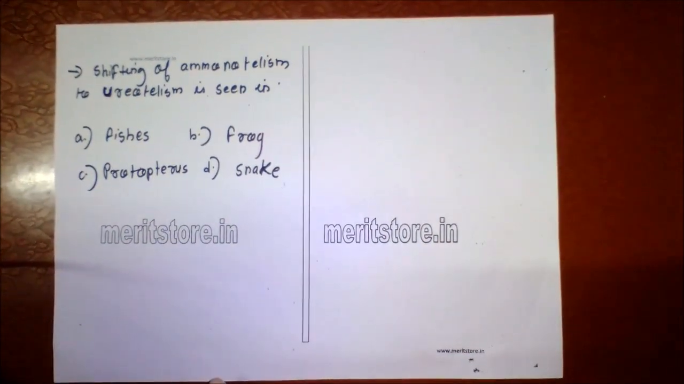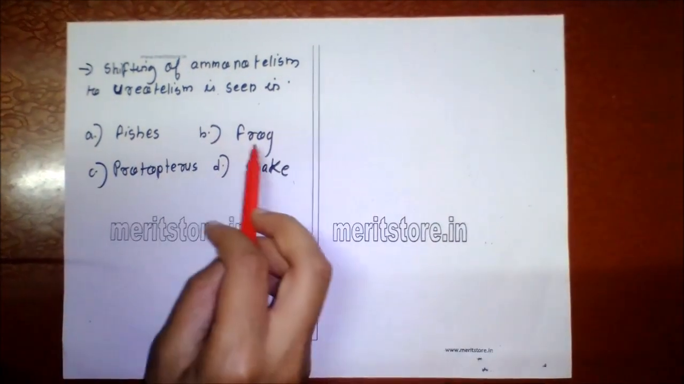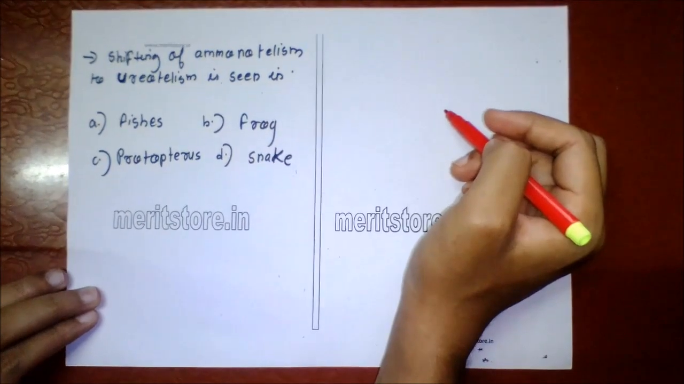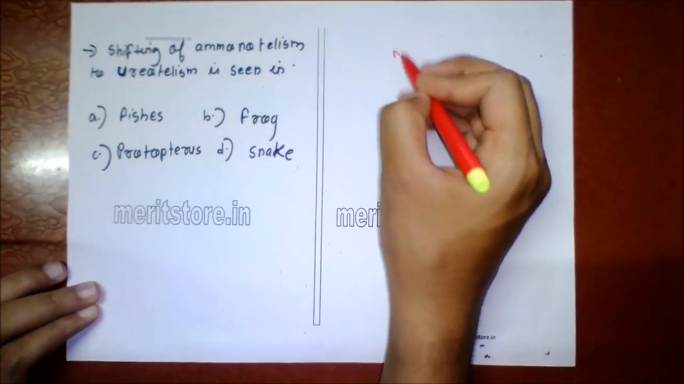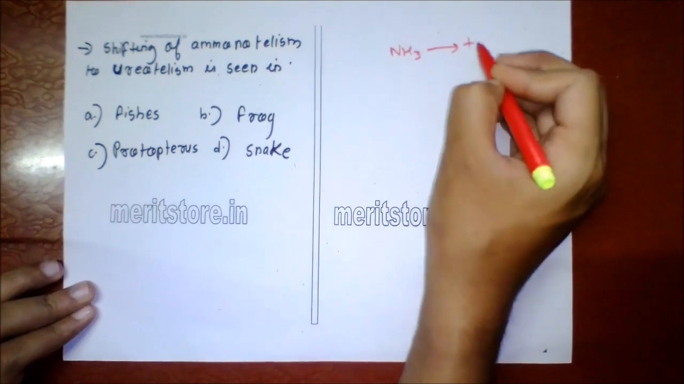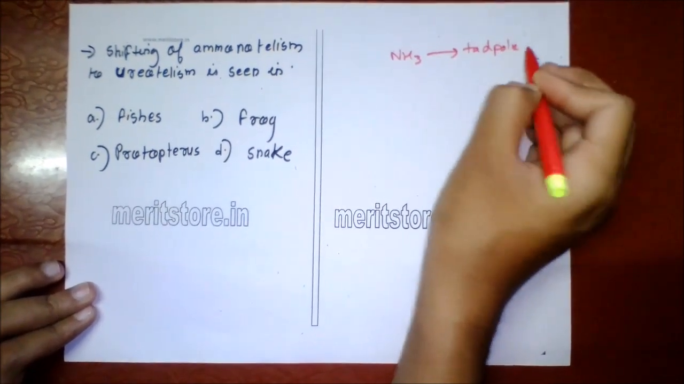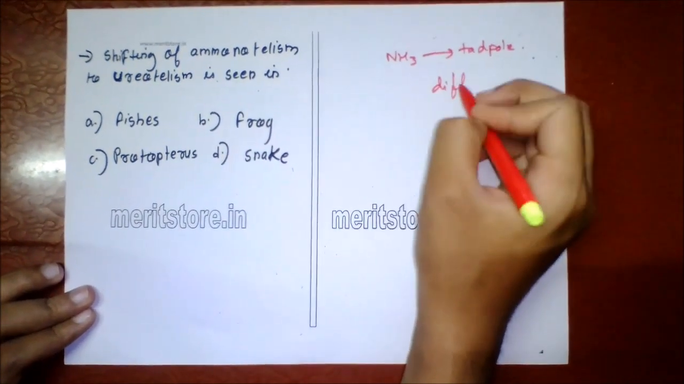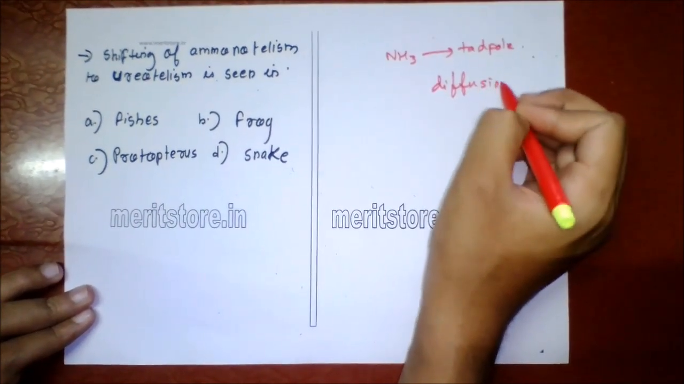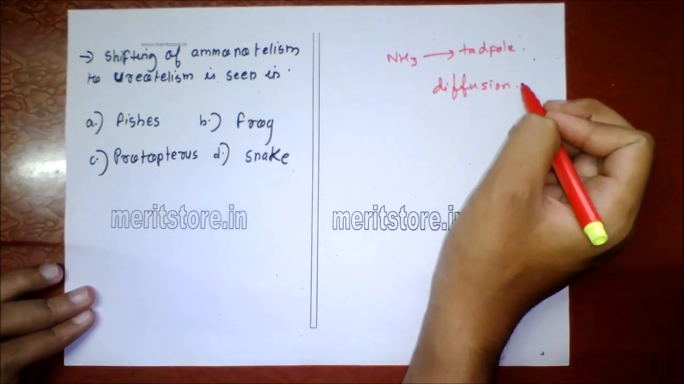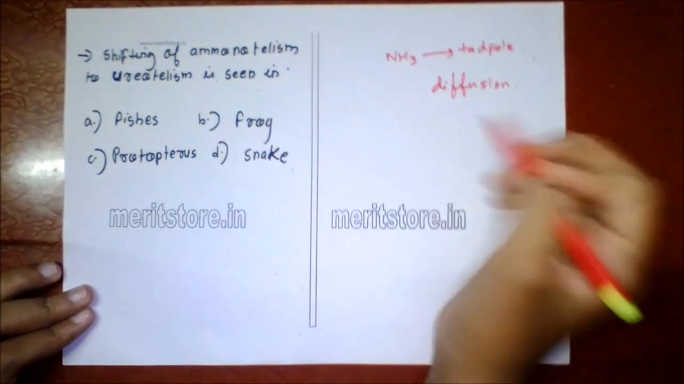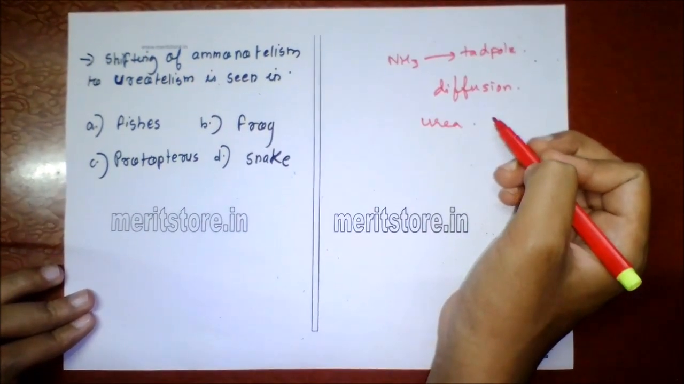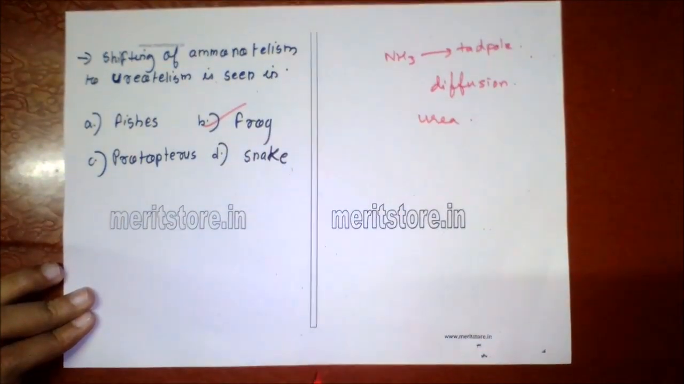Shifting of ammonotelism to ureotelism is seen in A. fishes, B. frogs, C. Protopterus, D. snake. So in the tadpole, the end product of nitrogen metabolism is ammonia, which is easily disposed of by diffusion in water. After metamorphosis, however, the frog excretes most of the nitrogen in the form of urea and only a small amount as ammonia. So option B is the correct answer.